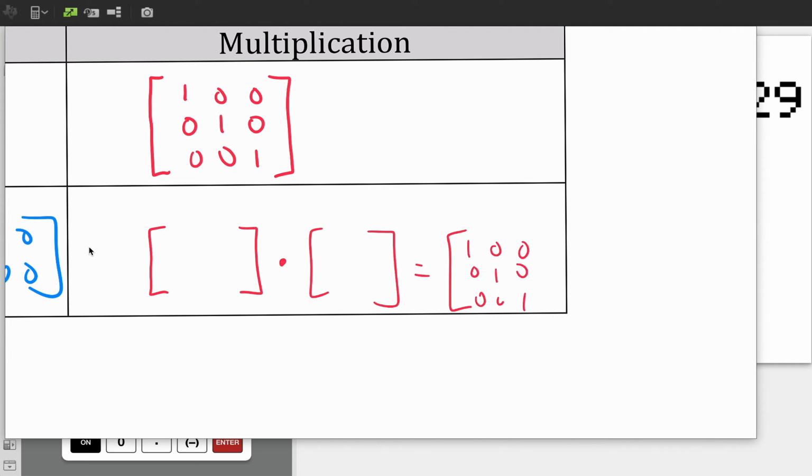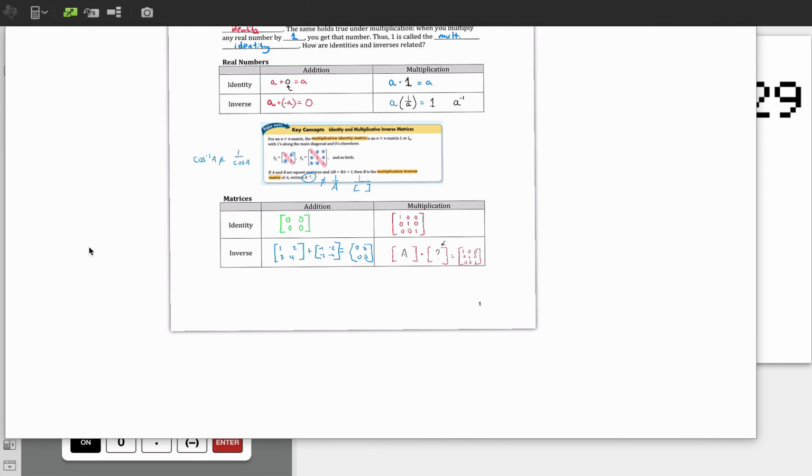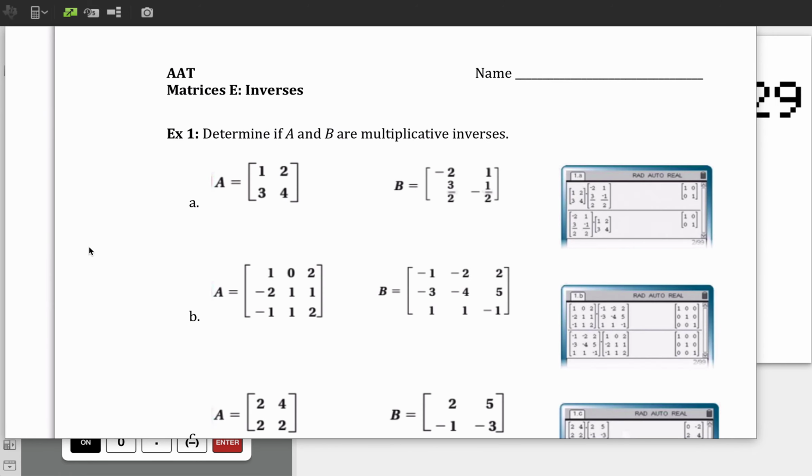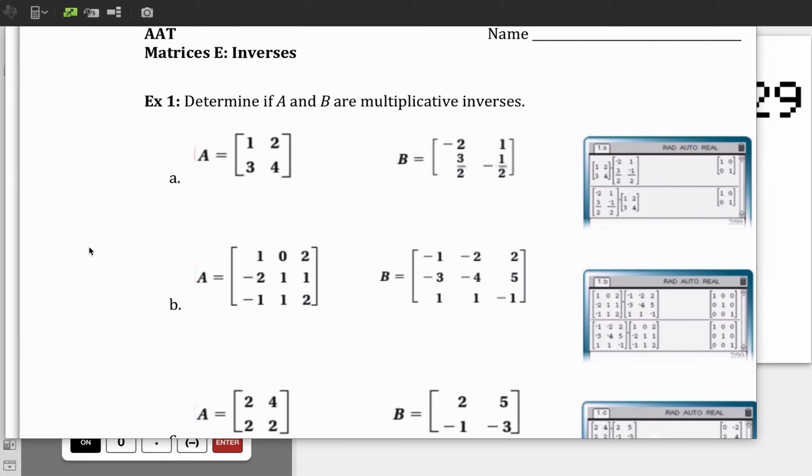How do I find out what this is right here? We have some A, how do we find this right here? And that's what we're going to look at today. But beforehand, let's determine if we do have multiplicative inverses.